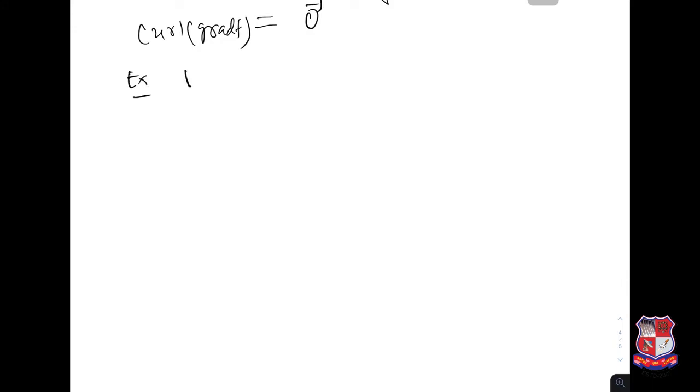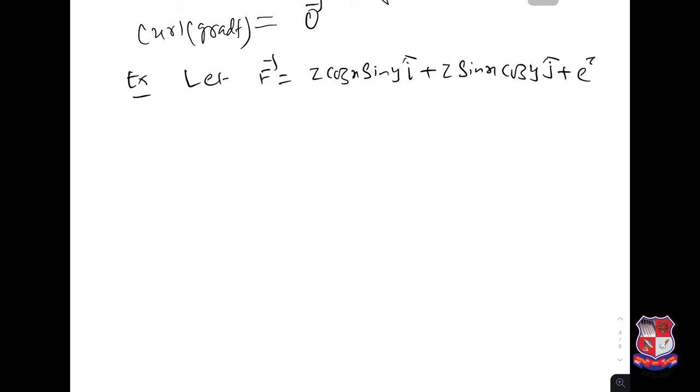Let f vector be z cosine x sin y i plus z sin x cosine y j plus e power z k, so that f dot curl f is 0.